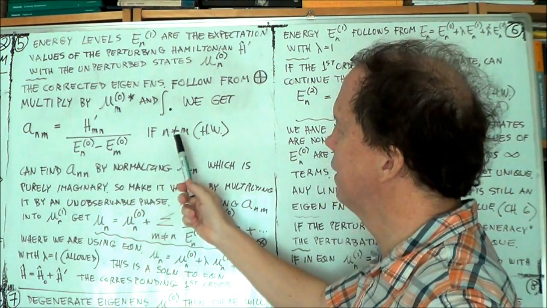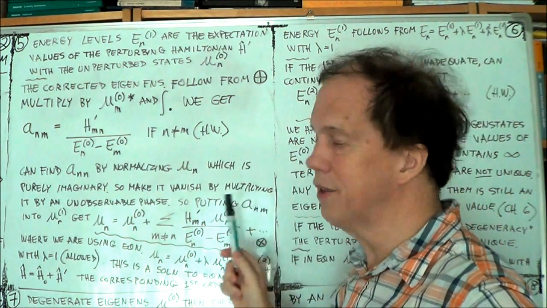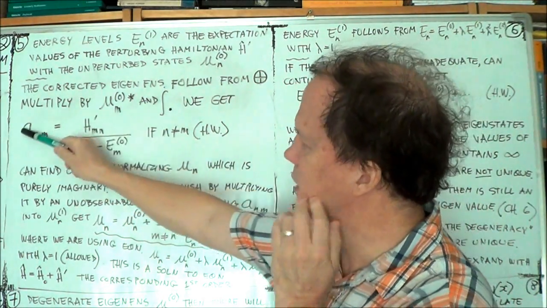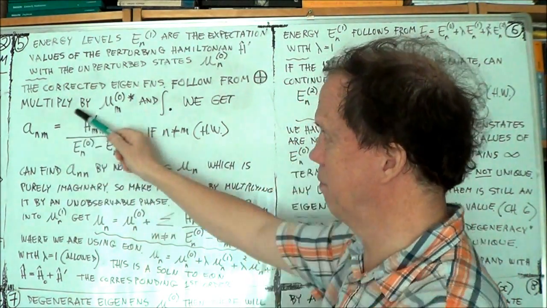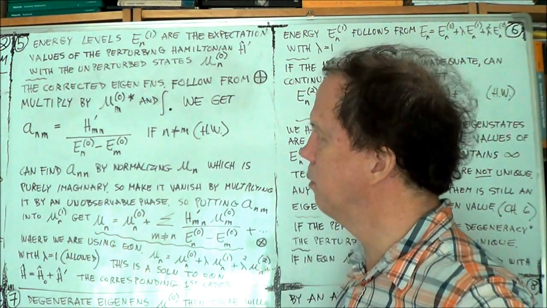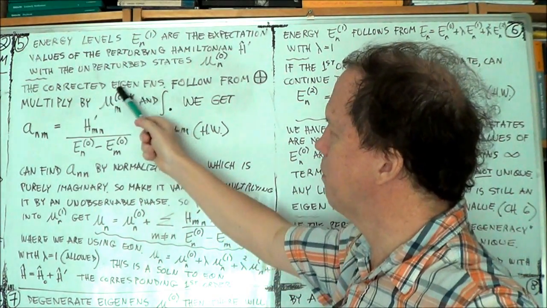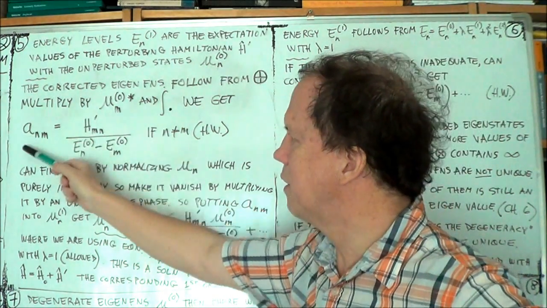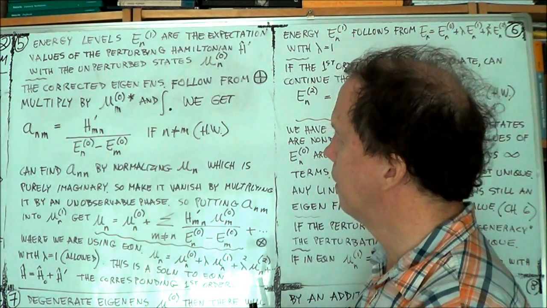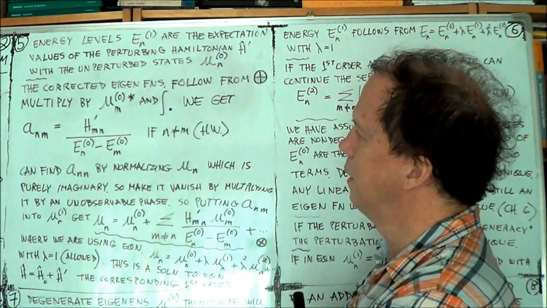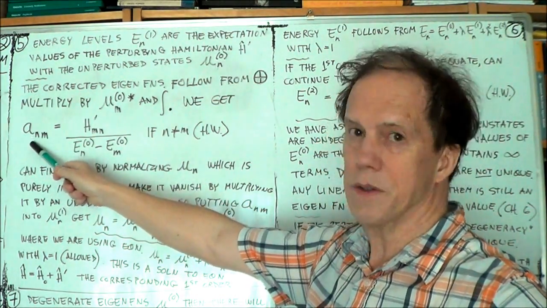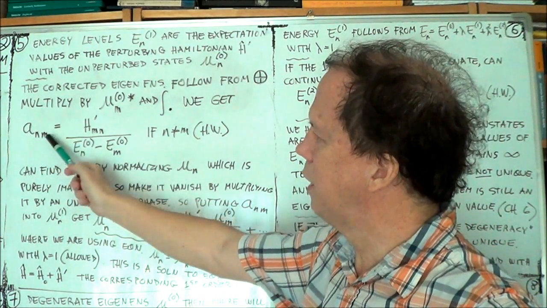Now, in the case where n and m are different, n does not equal m, you'll end up getting this. So it's not difficult. So do that for homework. So multiply on the left both sides by this and integrate, and you'll end up getting this expression. Now, so what? Why is this interesting? Well, look, you've got a term here. You've got an expression for these coefficients, these A and M.